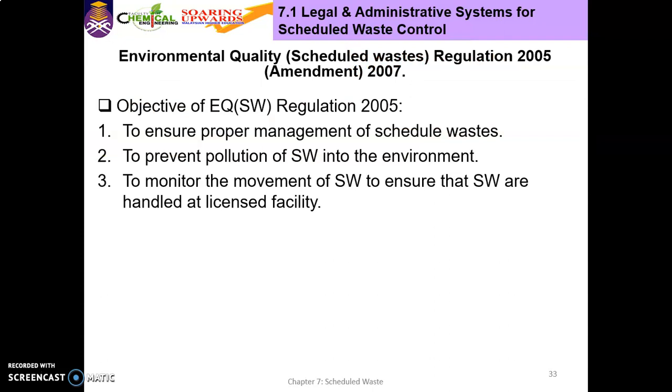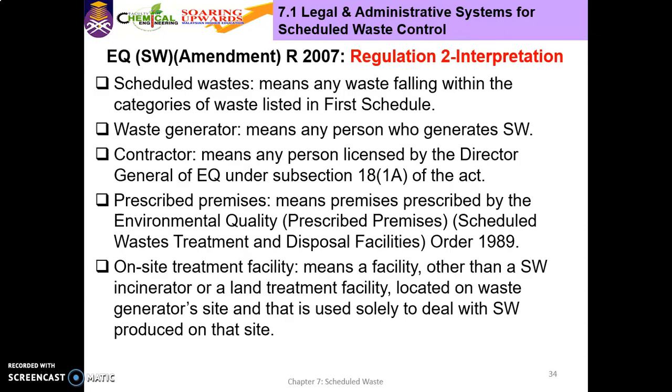For regulation, scheduled waste is under the Regulations 2005. The objectives are to ensure proper management of scheduled waste, to prevent pollution of the environment by scheduled waste, and to monitor the movement of scheduled waste. The first regulation is regulation 2, which is the interpretation. Under regulation number 2, it lists the meaning of scheduled waste.